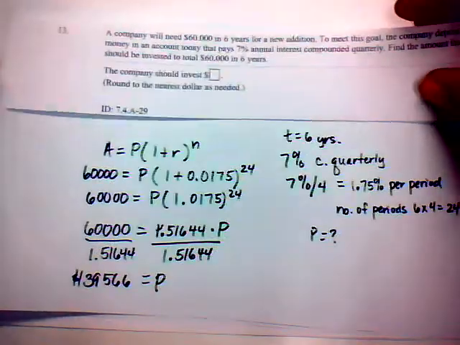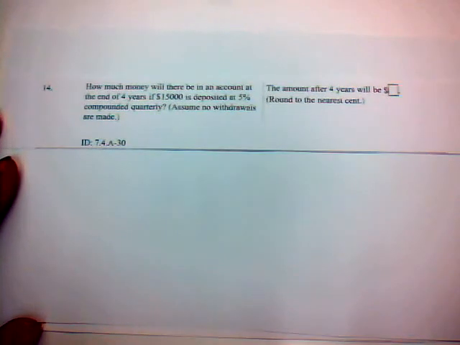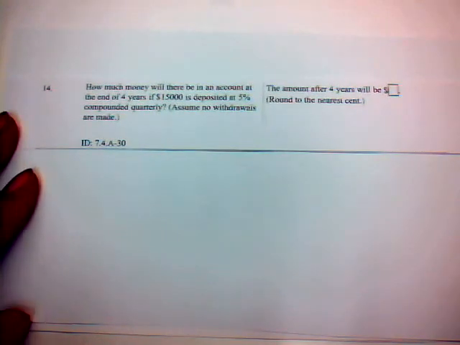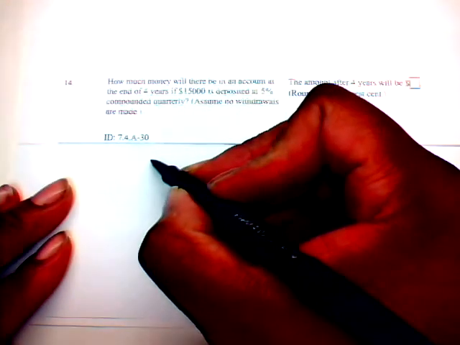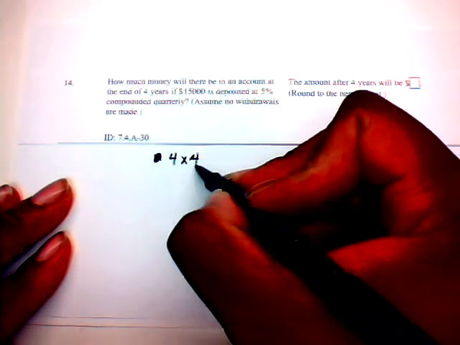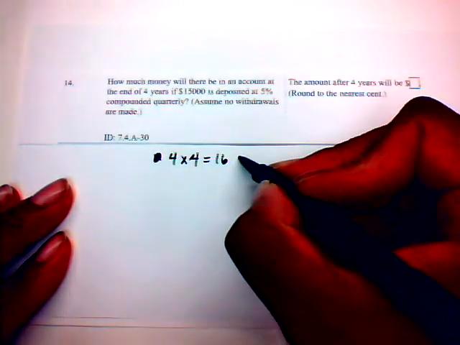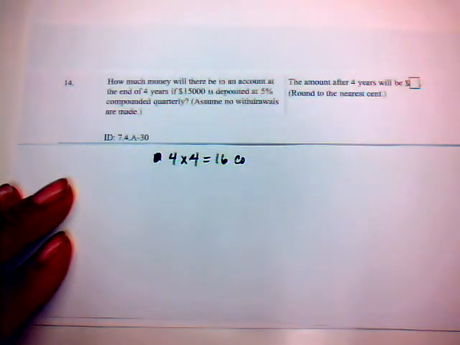Problem number 14. How much money will there be in an account at the end of 4 years if $15,000 is deposited at 5% compounded quarterly, assuming that no withdrawals will be made? Okay, it is compounded quarterly, so that means that there are 4 compoundings in a year times the 4 years. That means that there are 16 periods.